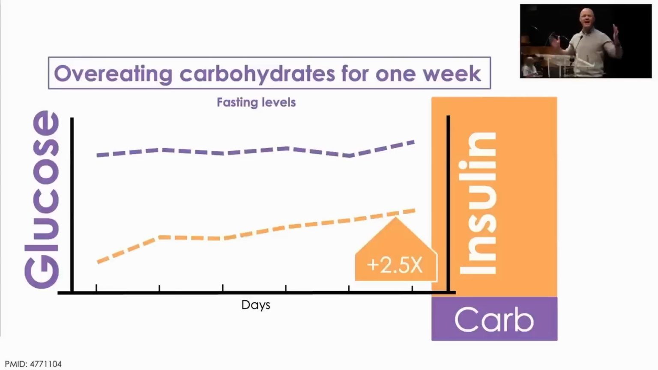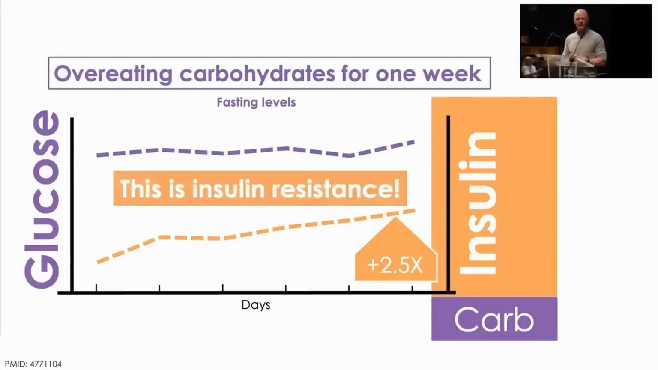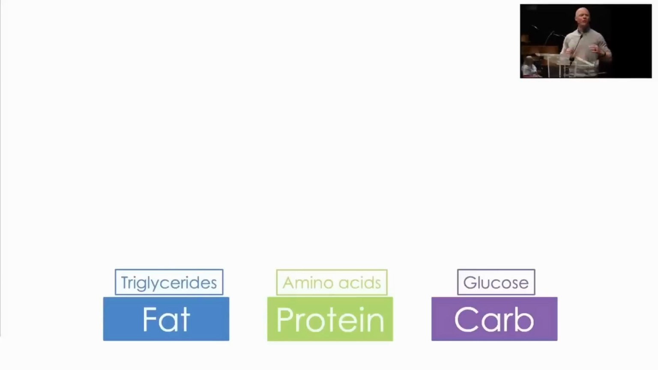By the end of the week, in a fasted state, mind you, their insulin levels were 2.5 times higher than they were at the beginning of the week, just by overeating carbs for a week. This is insulin resistance, normal glucose and hyperinsulinemia. Now this is how, when we eat these macronutrients, there is a corresponding blood molecule. With fat, triglycerides would be the blood marker of fat consumption. Perhaps, actually, triglycerides, it's more complicated. Amino acids would be the blood marker of protein. And then lastly, glucose is the blood marker of carbohydrate.